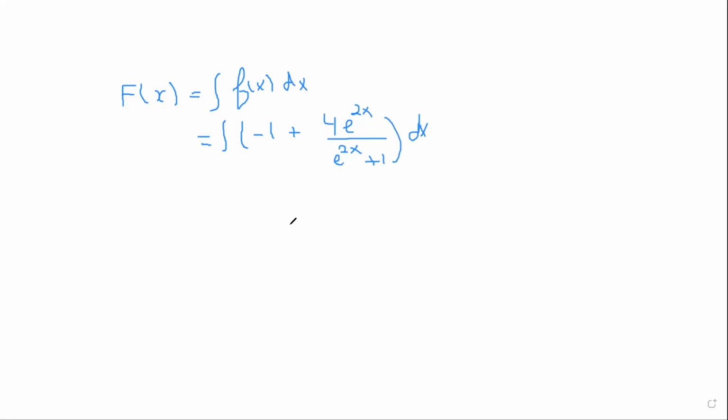How to calculate the integral of this expression? I can divide it into two parts: integral of minus 1 dx, plus 4 times the integral of e power 2x over e power 2x plus 1 dx. Any questions please here? No.